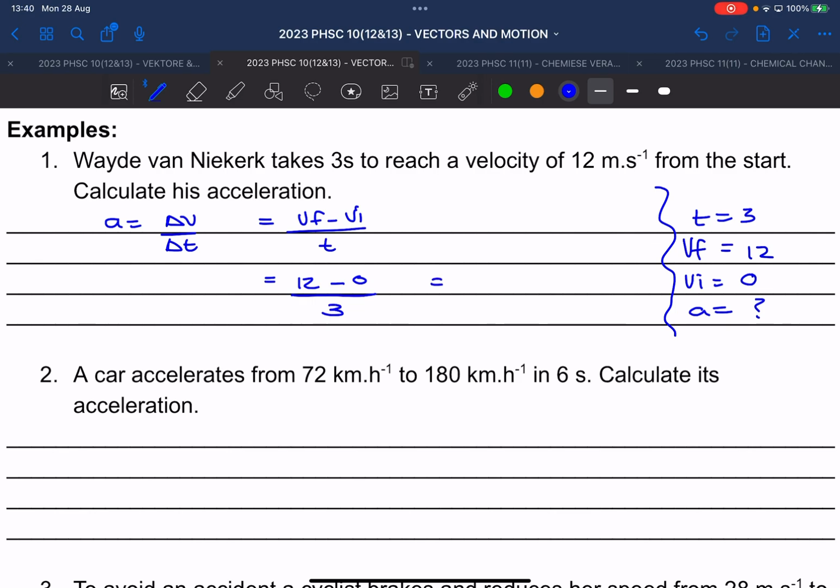Without a calculator? No, you can. 12 minus 0 is what? 12 divided by 3 gives you what? 4 meters per second squared. Now, because it is a positive answer, it means it's accelerating faster and faster. So you can just say acceleration, or you can say in the positive direction, or you can say forward.